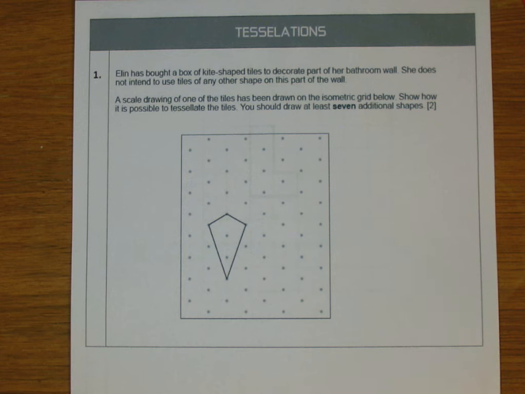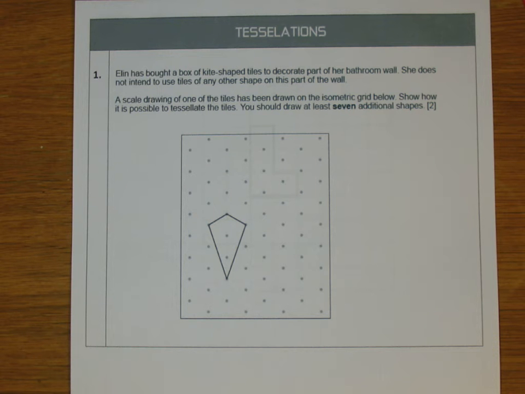Alright, tessellations. If we look at this question here, it says Ellen has bought a box of kite-shaped tiles to decorate part of her bathroom wall. She does not intend to use tiles of any other shape on this part of the wall. A scale drawing of one of the tiles has been drawn on the isometric grid below. Show how it is possible to tessellate the tiles. You should draw at least 7 additional shapes.